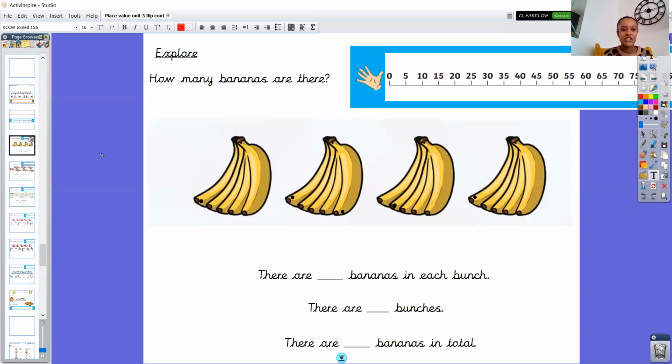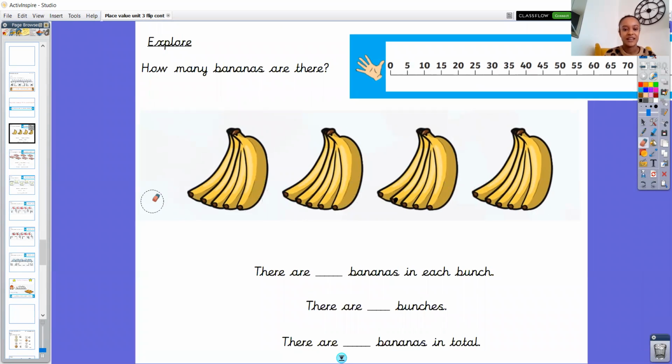So we've got an explore question, which is asking us, how many bananas are there? And instead of just having one stem sentence this time, we've got three to answer. The first one is, there are blank bananas in each bunch. The second one says, there are blank bunches. And the third one says, there are blank bananas in total. Okay, so we're counting in fives. How many bananas do you think are going to be in each bunch? You can have a look, see if you can count them. I've still got some dots on here from when I used this last year. You can count how many bananas are in each bunch.